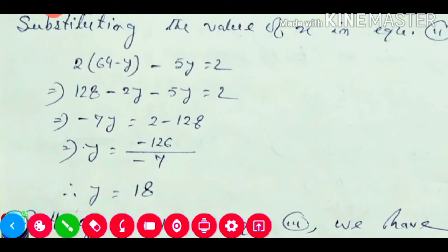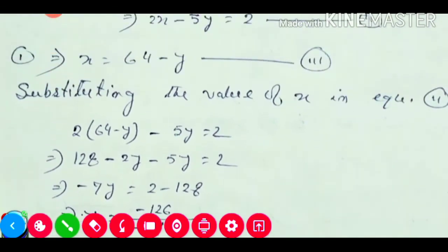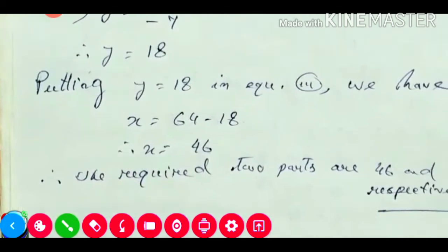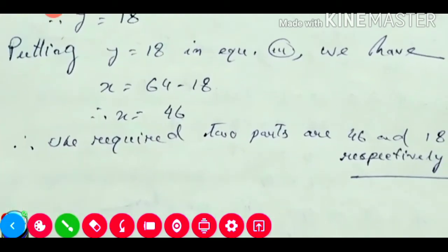Now this y value 18 we will put in equation number 3. Equation number 3, x is equal to 64 minus y. So x is equal to 64 minus the y value 18. So 64 minus 18 is equal to 46. Therefore the required 2 parts are: the first one, the x value, is 46 and the smaller one is 18, respectively.